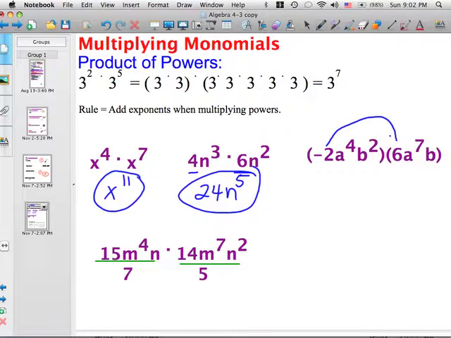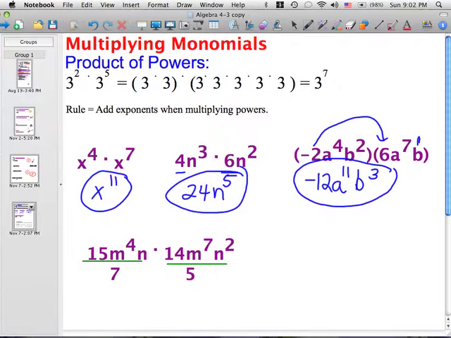The third example, the negative 2 times 6 is negative 12. A to the 4th times a to the 7th, that's 11. Add the exponents 4 plus 7, 11 a's. And b to the 2nd times b to the 1st, that's add the exponents 2 plus 1 makes 3. So it's negative 12, a to the 11th, b to the 3rd.